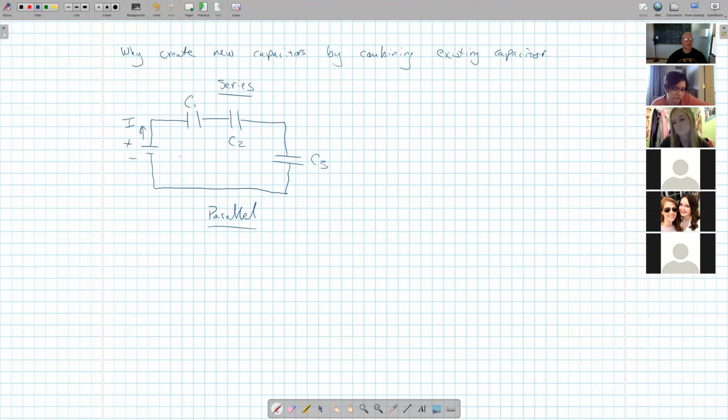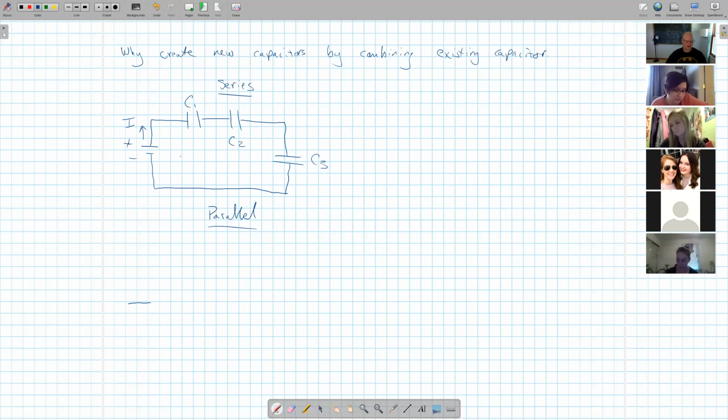So I would have a current running through my system, but that current has to go first through C1 and then through C2 and then through C3. There's no other choice. That's the way it has to go. So this is called series because there are no branching points, meaning the current goes only in one direction and that's it. Okay.